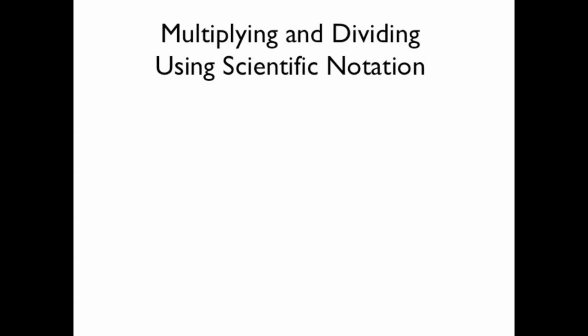Multiplying and dividing numbers in scientific notation is even easier. For the powers of 10, you simply add all the exponents in the numerator and subtract all the exponents in the denominator. Let's try an example. 4 times 10 to the 4th times 3 times 10 to the minus 7th divided by 5 times 10 to the minus 4th times 6 times 10 to the 3rd.